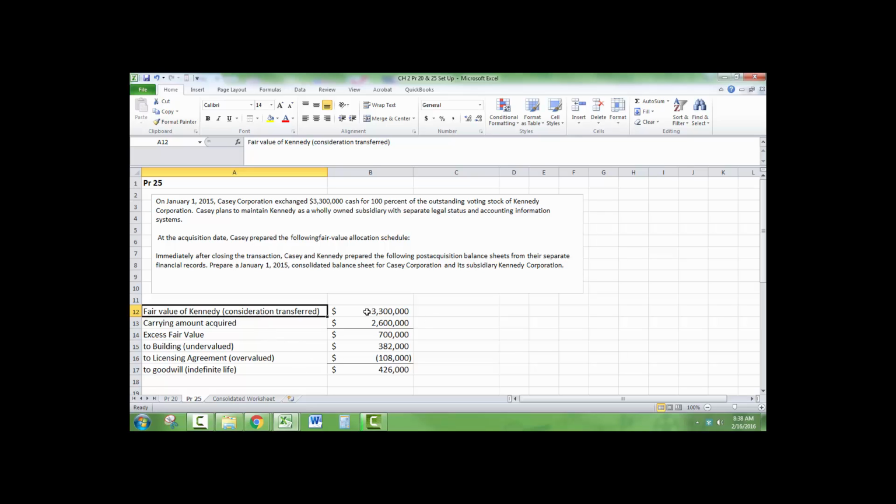The fair value of the consideration transferred, which was the cash, is $3,300,000. The carrying amount, which is the book value, is $2,600,000. So excess fair value is $700,000. $382,000 went to an undervalued building and an overvalued license agreement. So therefore, goodwill is $426,000.